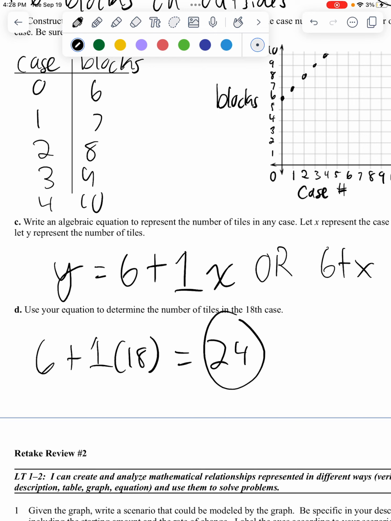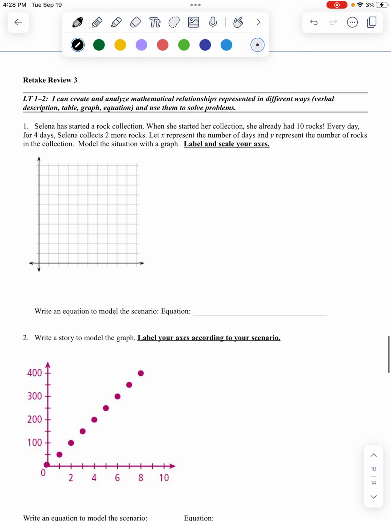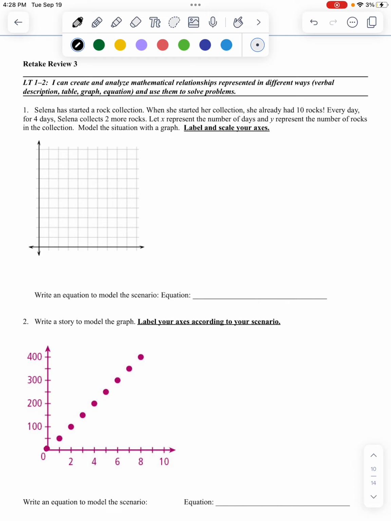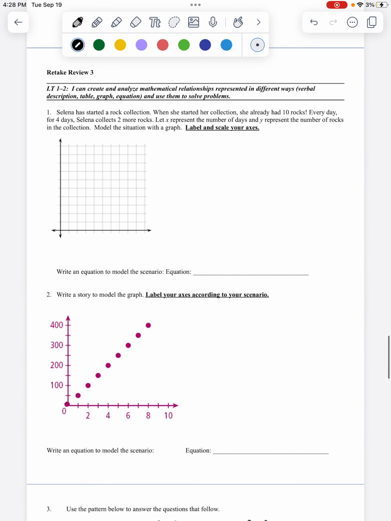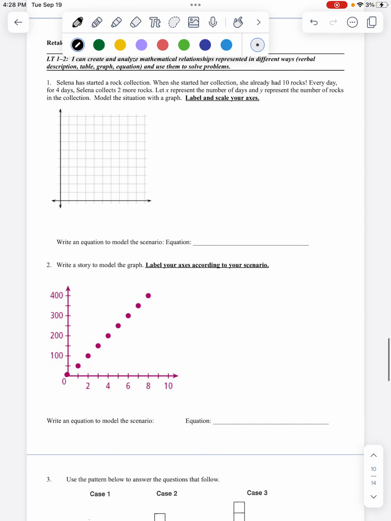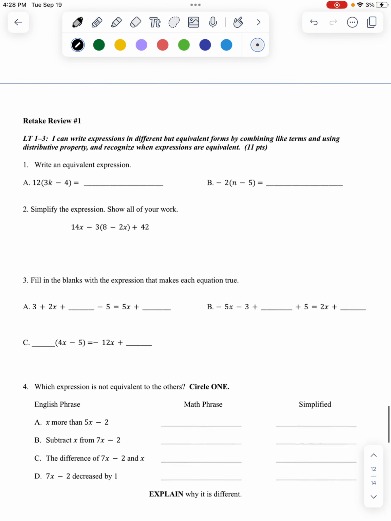So that's modeling all of the retakes questions from Standard 2. Let's go to the problems from Standard 3. Okay. Oops, here we are, Standard 3.